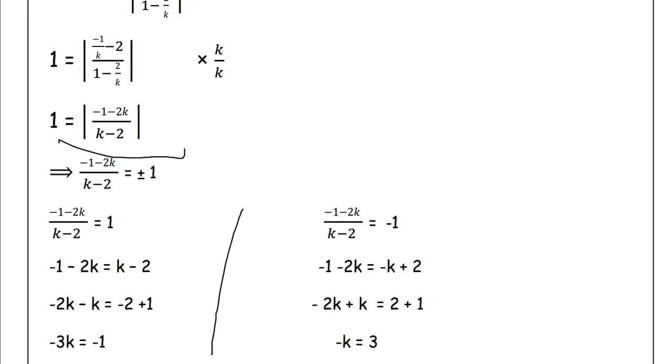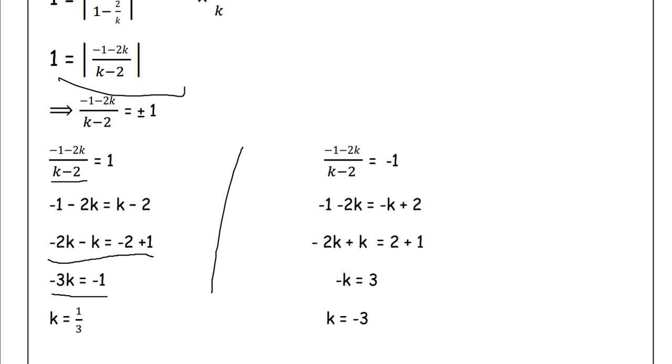Multiplying k minus 2 by 1 and negative 1 minus 2k by 1 also, so negative 1 minus 2k equals k minus 2. By another way, if any fraction equals 1, its numerator equals its denominator, because 4 over 4 equals 1, 5 over 5 equals 1, any number over itself equals 1 except 0. So negative 1 minus 2k equals k minus 2, negative 2k minus k equals negative 2 plus 1, so negative 3k equals negative 1, k is 1 over 3.